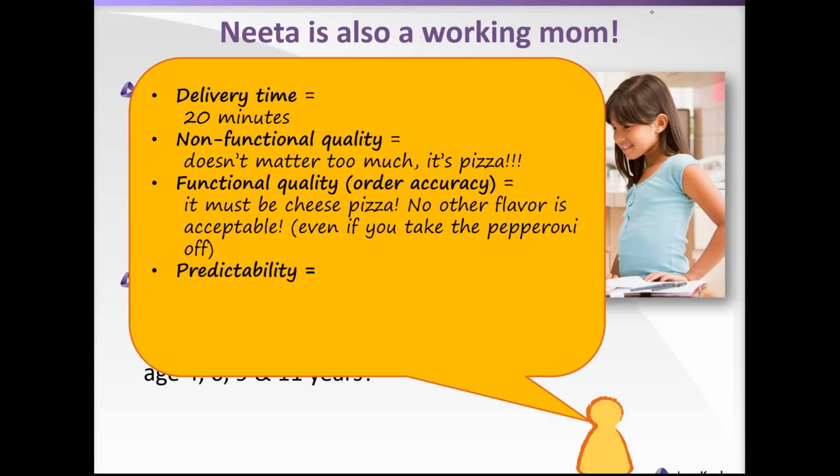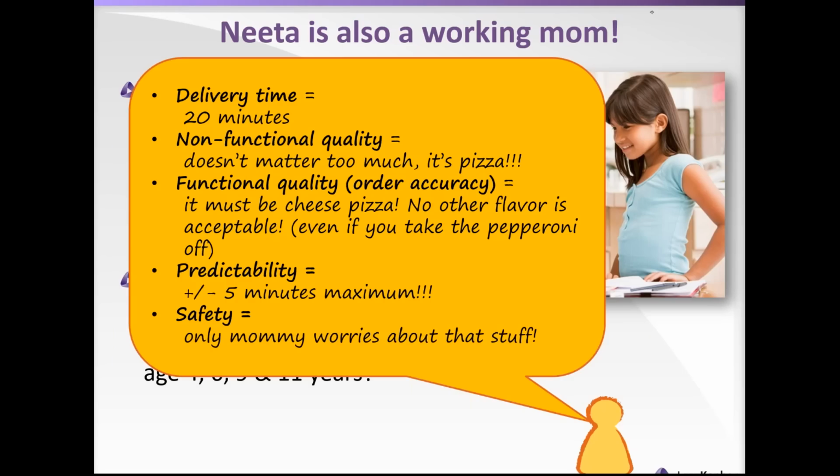Predictability. Well, my guess is that the 6-year-old has an iPad and started the timer after saying, "Mommy, when will the pizza be here?" And she said, "Well, they told me 20 minutes." So there isn't a lot of tolerance for the 20 minutes changing. And from a safety perspective, we kids don't care. Mommy worries about that stuff.